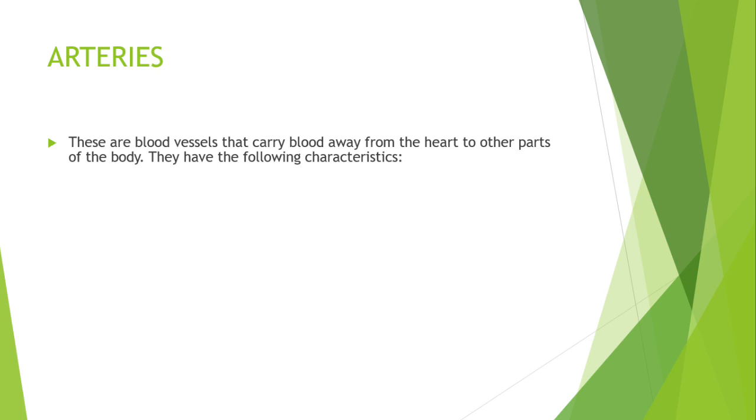The pulmonary artery transports blood away from the heart, taking it to the lungs, while the aorta transports blood away from the heart, taking it to all parts of the body. When we say all parts of the body, we mean your hands, your legs, your toes, your brain, your nose, all those parts receive blood. The blood vessel that transports blood from the heart to all parts of the body is the aorta. Those are the two types of arteries: the pulmonary artery and the aorta.